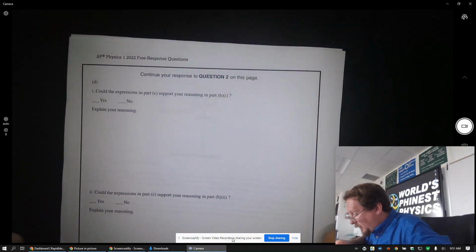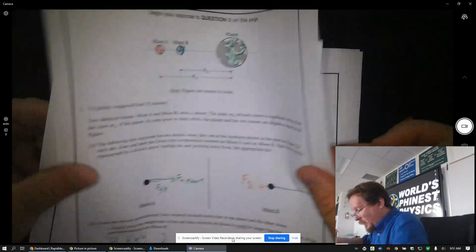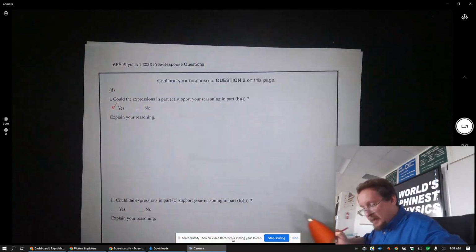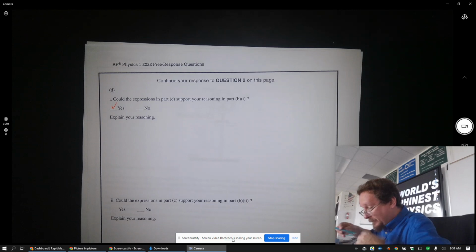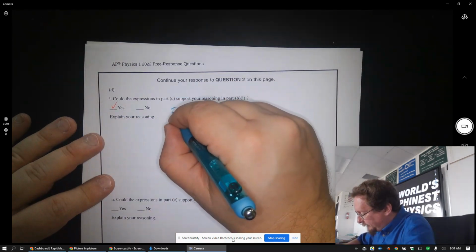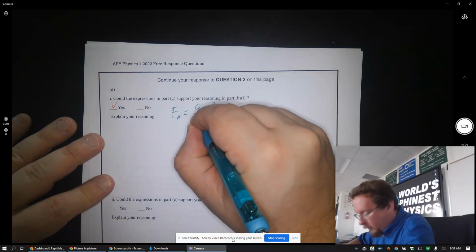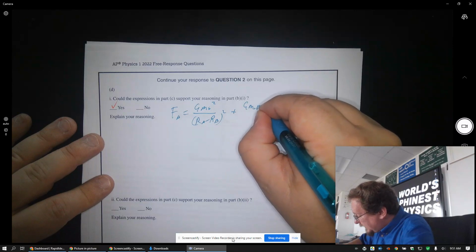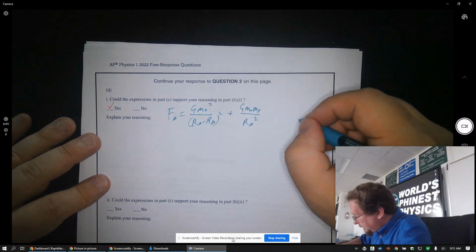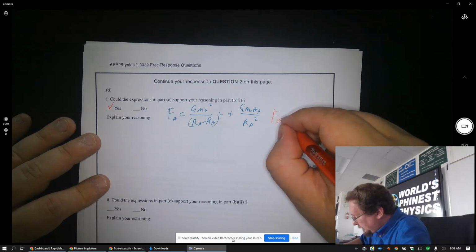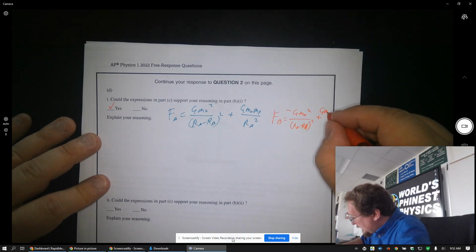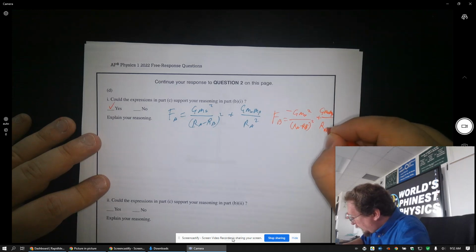Could the expressions in part C support your reasoning in B1? What's B1? Moon A could be larger than the magnitude of B. I'm going to say yes. Explain my reasoning. Force on A equals G M naught squared over (RA minus RB) squared plus G M naught MP over RA squared. And then the other one: force on B equals G M naught squared over negative (RA minus RB) all squared, plus G M naught MP over RB squared.